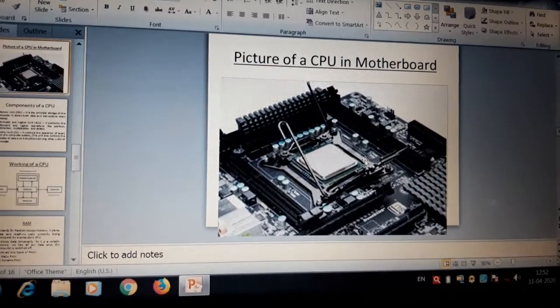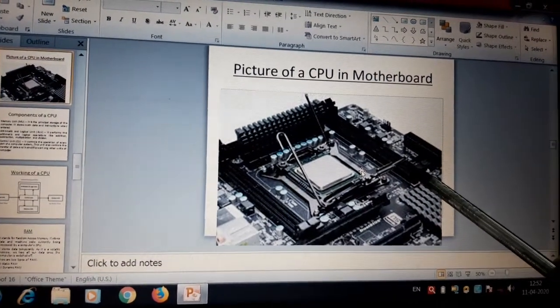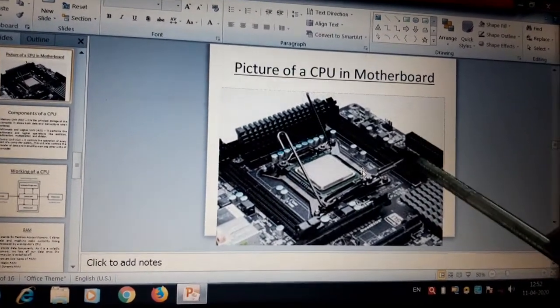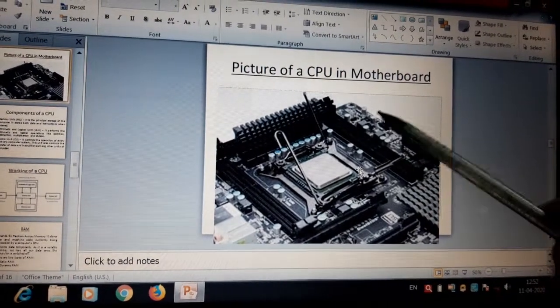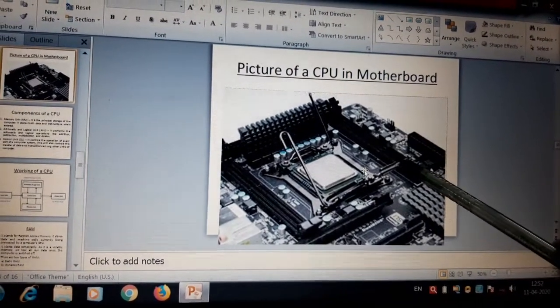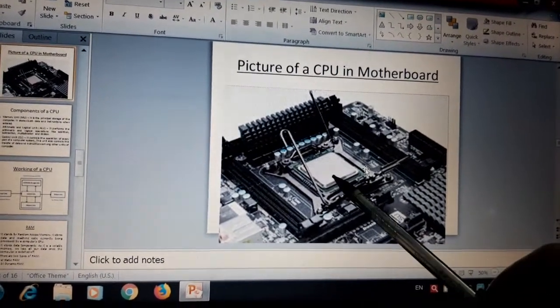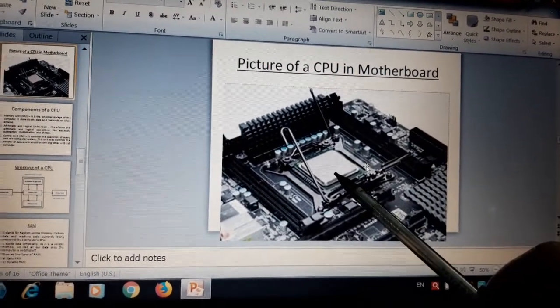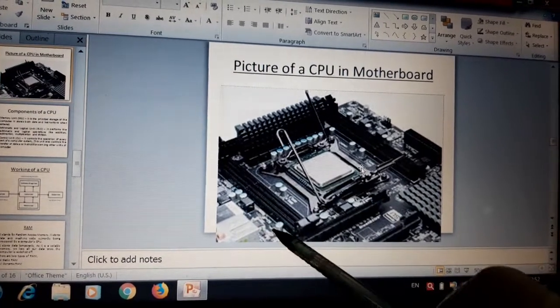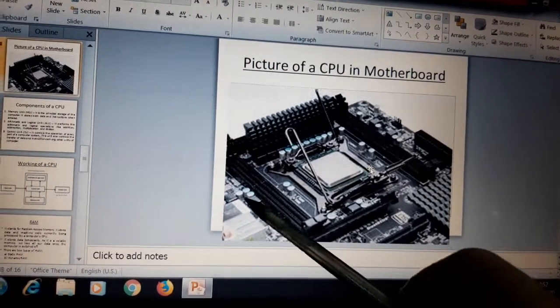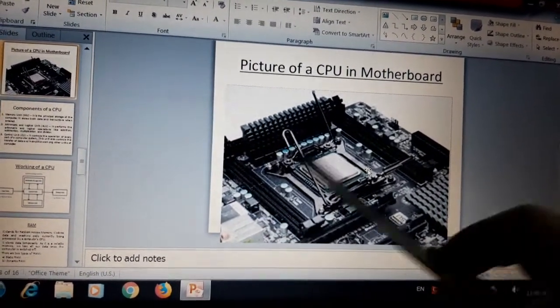Look here, this is the RAM slot. In this slot RAM is placed, okay. RAM is inserted in this slot. This is the CPU socket. Processor is inserted in this socket, and there are many components which are attached to the motherboard, okay.